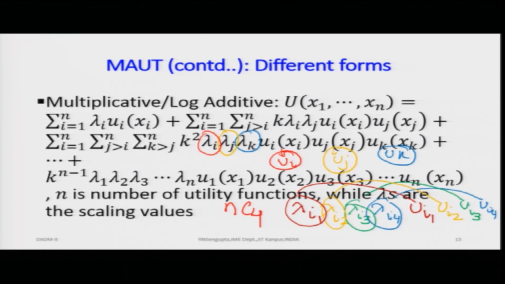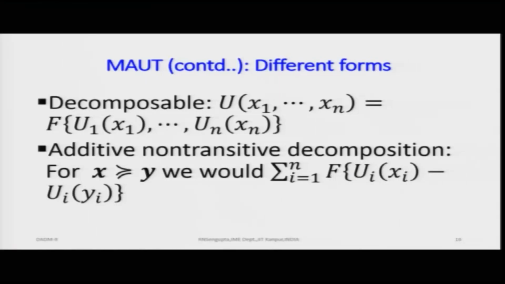So, here n is the number of utility functions, while lambdas are the scaling values which I have for each function. So, here what I am doing, I am taking NC1 combinations, NC2 combinations, NC3 combinations till the last one, which is NCn combinations. It is basically trying to find out the joint probability distribution. First case is the marginal case, then you have the joint distribution, bivariate case, trivariate case, and so forth.